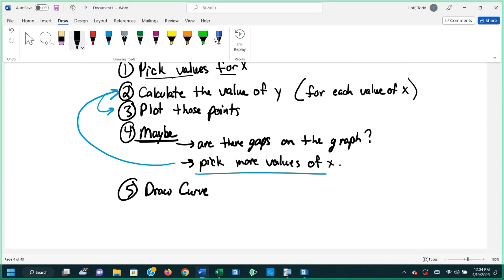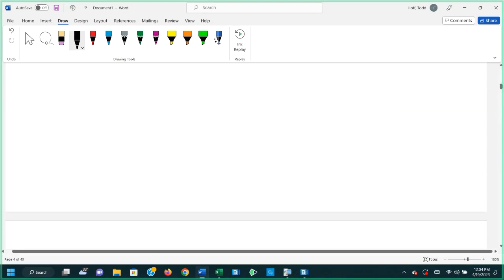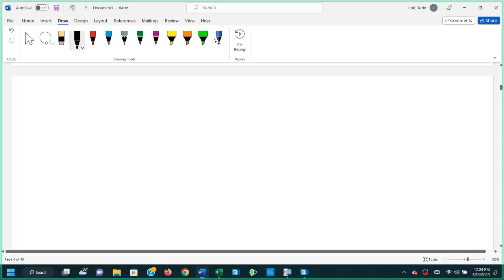Now, by a curve, it could be a line. That's the type of curve. It could be a parabola or any other types of shapes that we run into. So let's take a look at plotting some basic equations. We're going to start out with the one we had up above, y equals 3x plus 2.